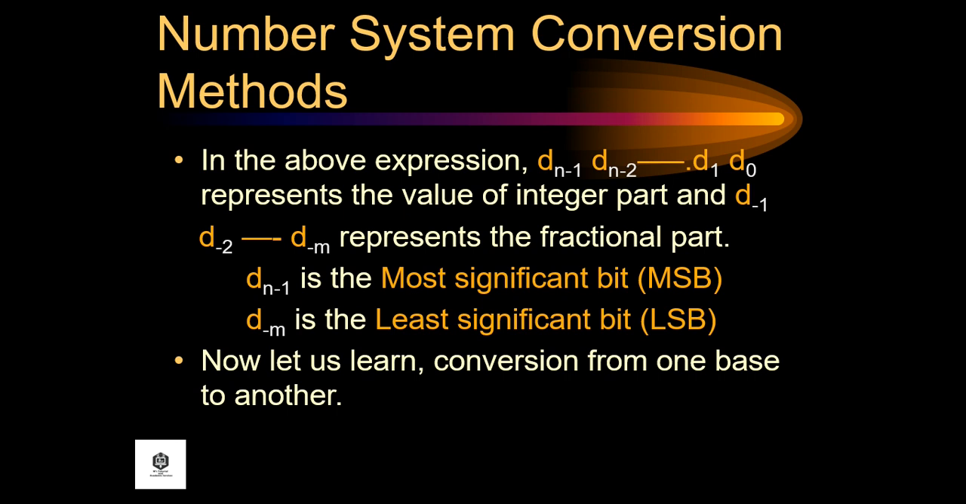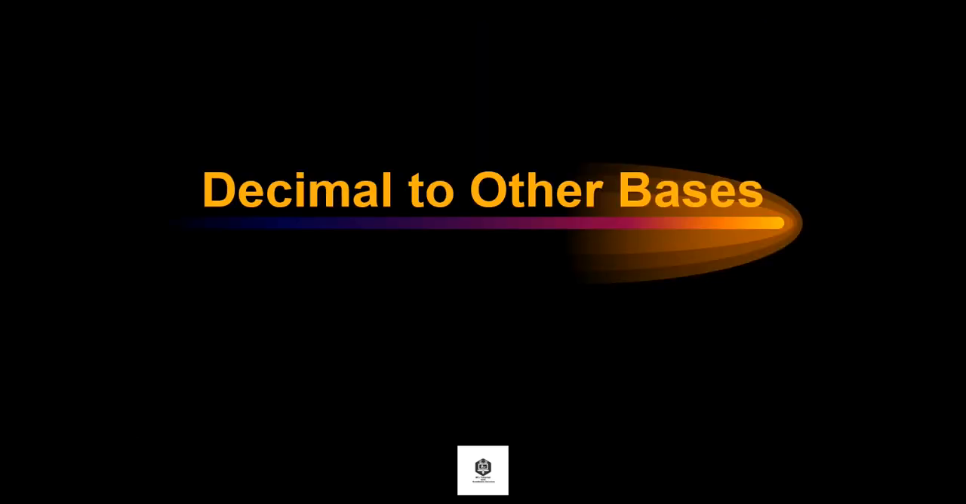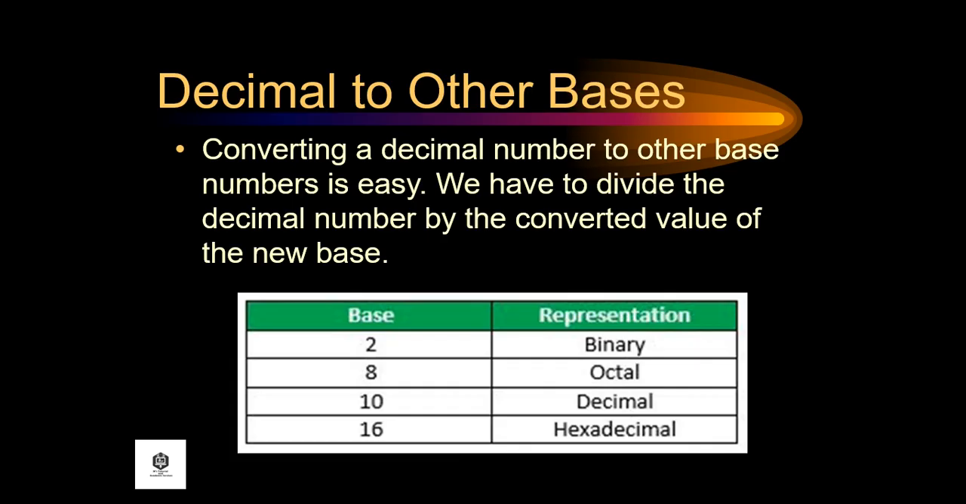Now, let us learn conversion from one base to another. So, decimal to other bases. Converting a decimal number to other base numbers is easy. We have to divide the decimal number by the value of the new base. So, let us recall the bases and their representation: base 2 for binary, base 8 for octal, base 10 for decimal, and base 16 for hexadecimal.